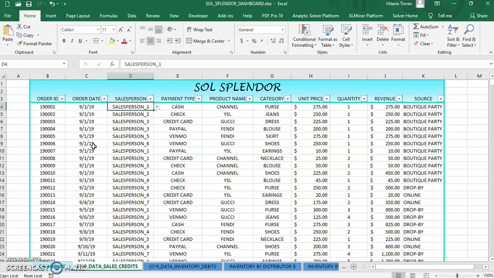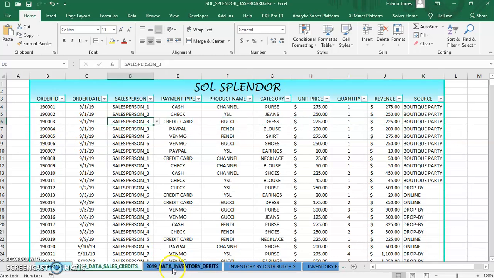Kimmy, being salesperson one, sold it. She took cash for a Chanel purse that was sold for $275. The person just bought one, which created $275 of revenue, and she bought it at the boutique party. And then order number 2, same date, salesperson 2, whoever you have as a salesperson, took a check for a Yves Saint Laurent pair of jeans that were $250. They bought one. They took in $250 via the boutique party. So that's essentially what you would do here.